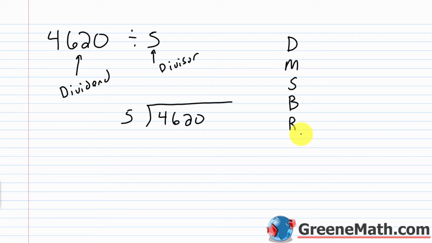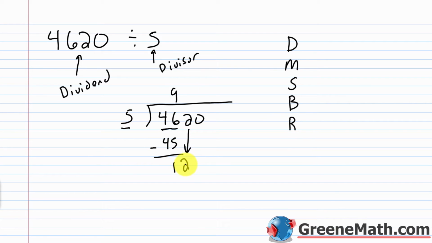So you start out by saying, how many times will 5 go into this leading term 4? Well, it's not going to. So what you do is expand that selection and say, how many times will 5 go into 46? Well, 5 will go into 46 9 times. 9 times 5 is 45. Subtract and we get 1. So we did the division, then we multiplied, then we subtracted, and now we just need to bring down. So we bring down the 2, and then we repeat.